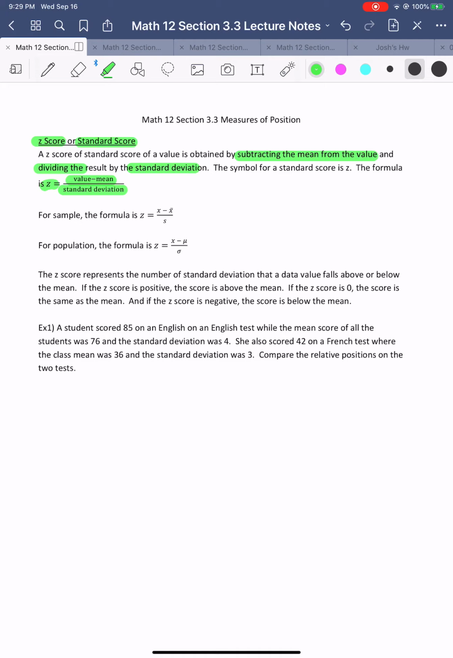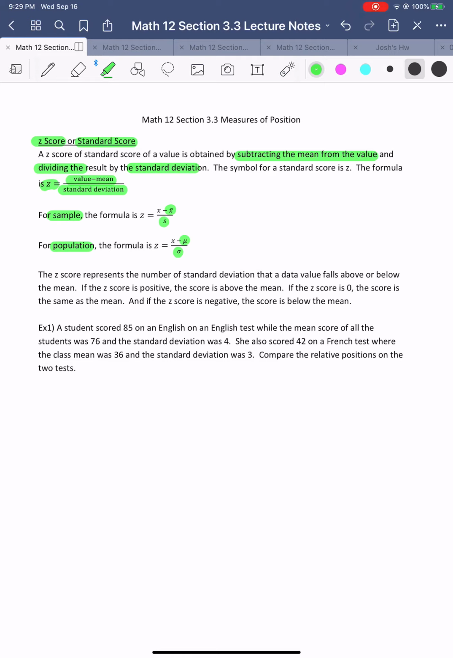The formula is this. For a sample, we use x bar as the mean and s as the standard deviation. For a population, we use mu as the mean and divide by sigma, which is the population standard deviation. The z-score represents the number of standard deviations that a data value falls above or below the mean. If the z-score is positive, the score is above the mean. If the z-score is 0, the score is the same as the mean.